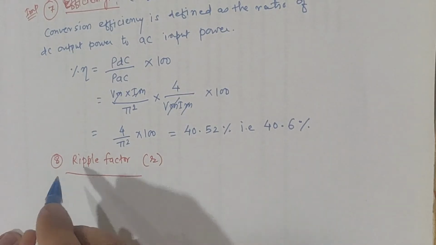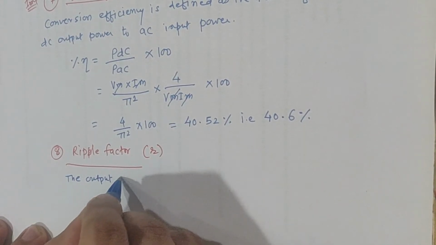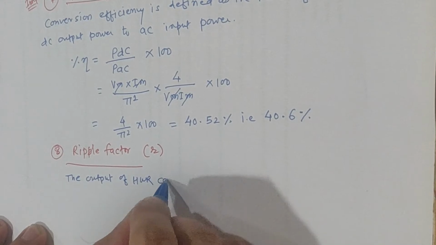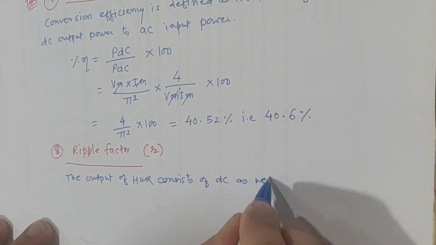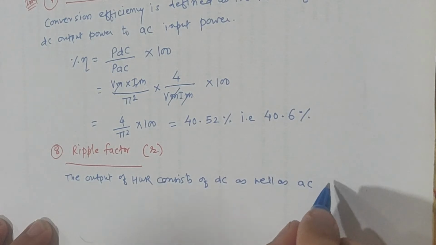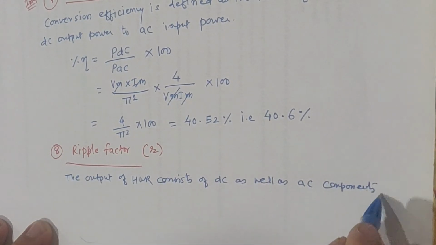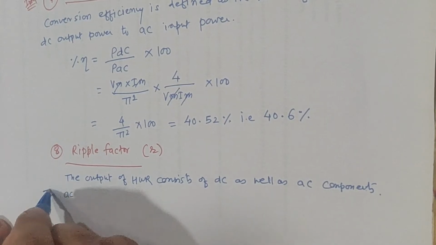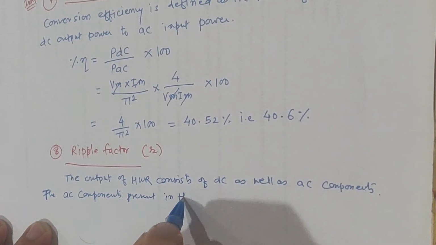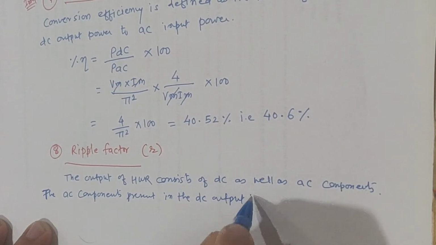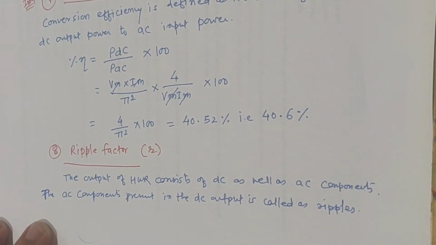Now see this, I'm writing certain points about the ripple factor. The output of half-wave rectifier consists of DC as well as AC components. The AC components present in the DC output are called ripples.